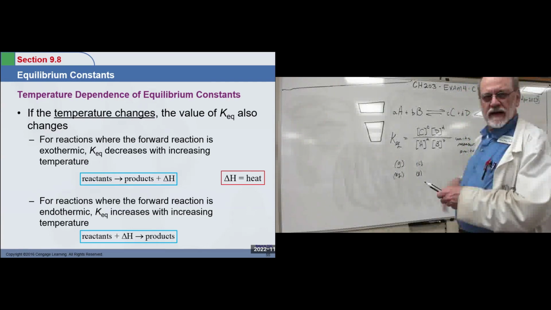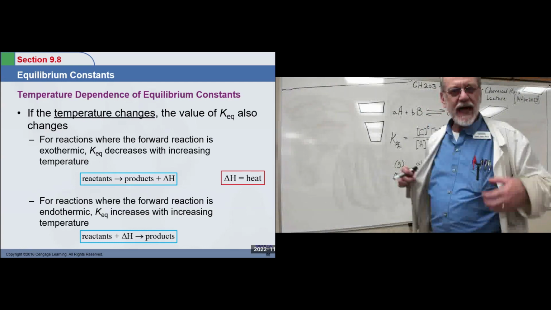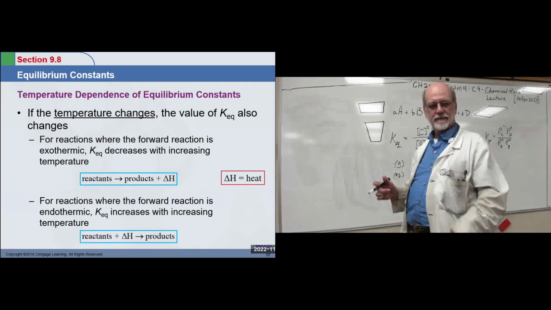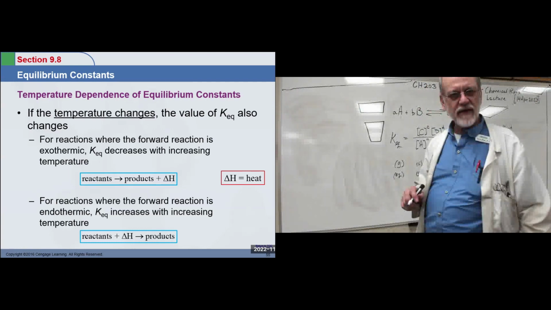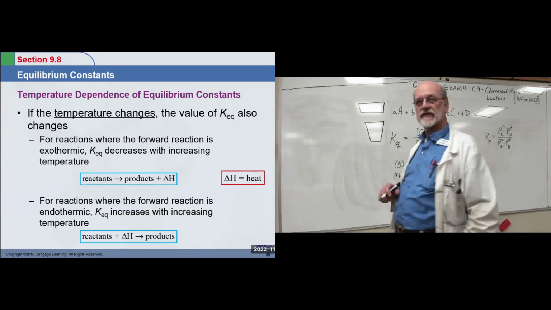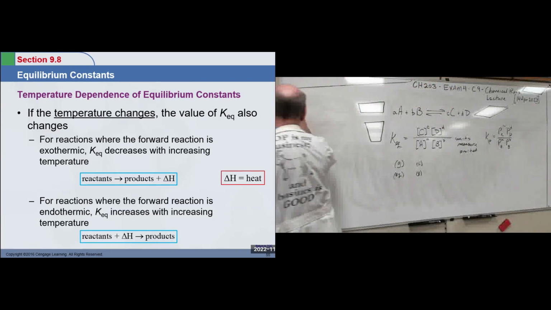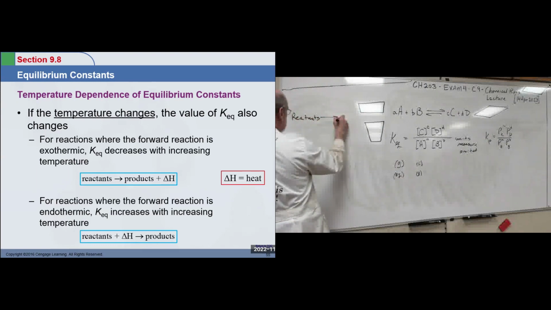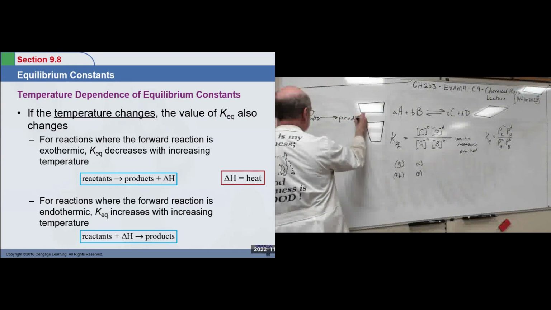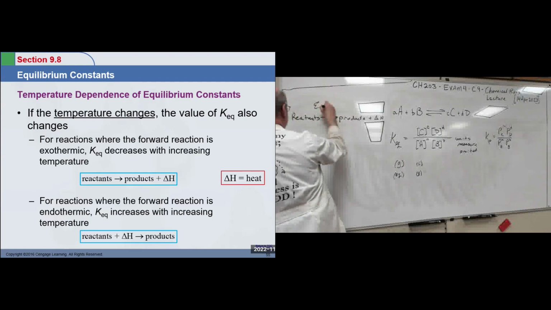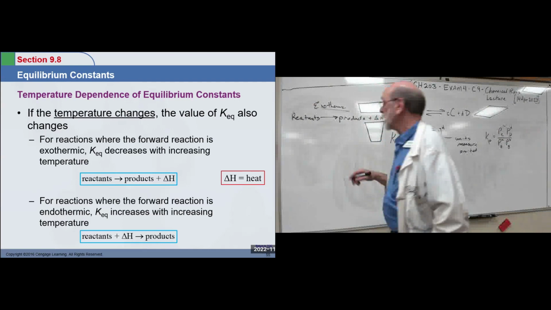Okay, for this slide, how does the temperature affect an equilibrium? So in the first example, we have an exothermic reaction. Reactants yield products plus an enthalpy. Reactants yield products plus a delta H. This is exothermic. Okay?